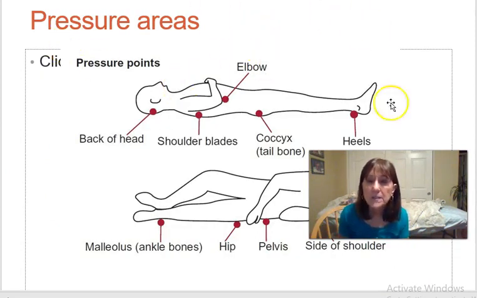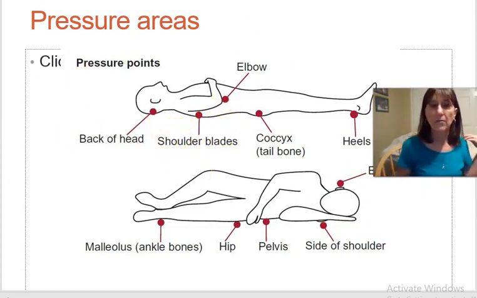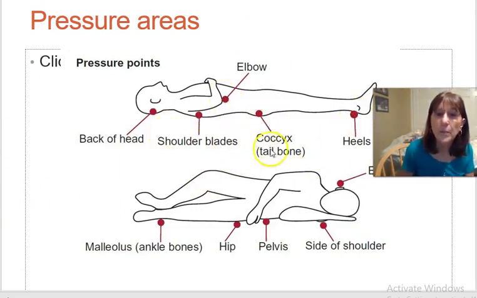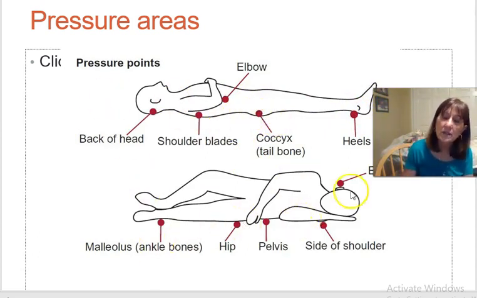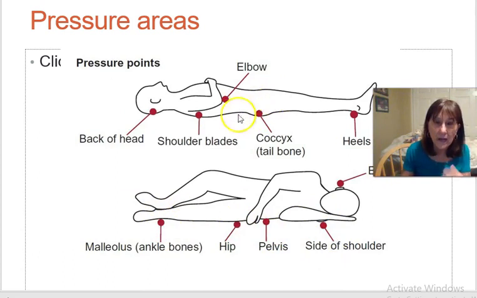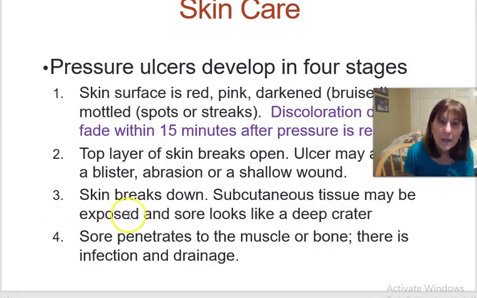Okay. And so here's the common pressure areas. So it's where any bones stick out, right? So the back of the head, the shoulder blades, the coccyx, the heels. So the biggest ones that I have seen, honestly, are the heels, get pressure sores, and the coccyx or the tailbone. It could also be when someone's laying on their side. It could have the ankle bone, the hip bone, the pelvis, but the biggest one that I've seen is usually the coccyx and heels.